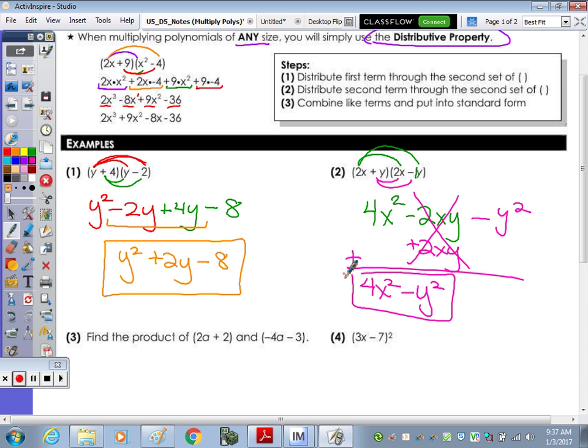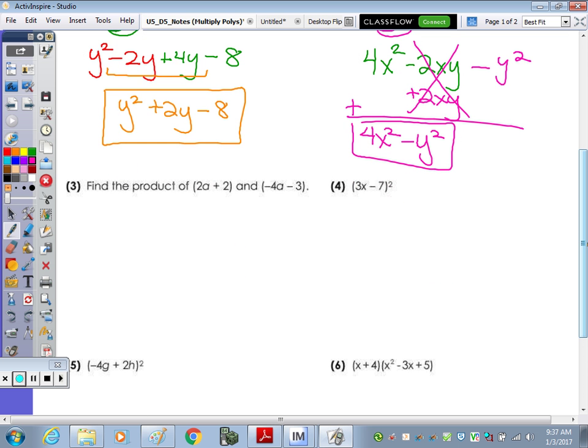Number 3, find the product of those two binomials. Product means to multiply. So we're going to multiply 2a plus 2 times negative 4a minus 3. So I'm going to write it out so they're right next to each other. No symbol in between means multiplication. So when the parentheses are touching, that's a product, and we multiply.